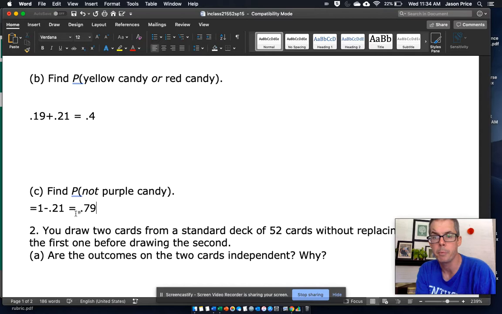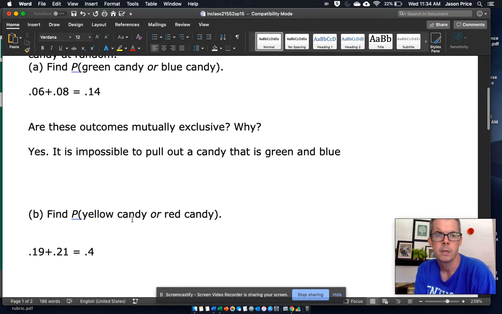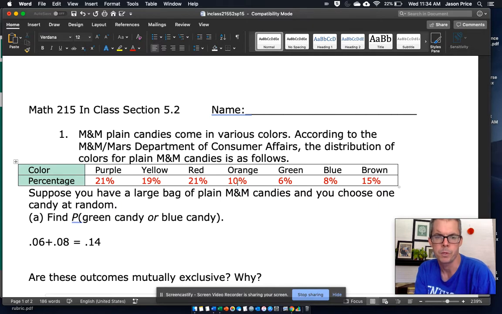Alternatively, you could have added up all of the probabilities of the non-purple candies. They should all add up to 1. So adding up these ones over here would get you to 1 minus the 0.21.